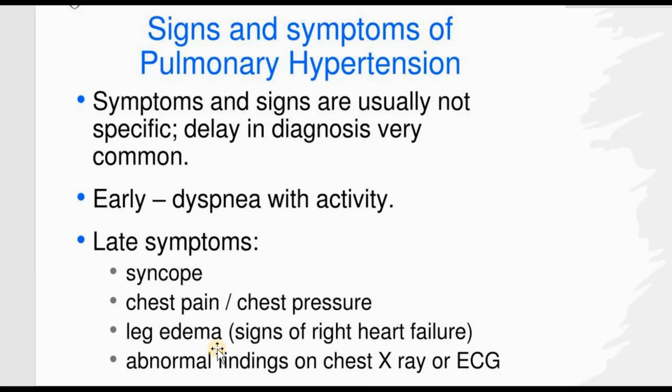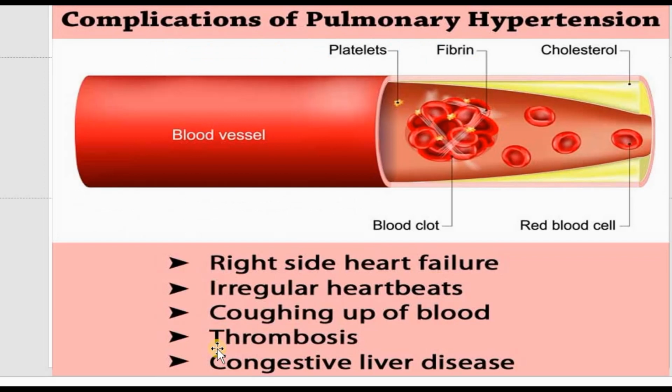Now, what are the complications of pulmonary hypertension? The complications include right-sided heart failure. If the blood pressure in the pulmonary artery goes up, there's a backup pressure to the right side of the heart, leading to right-sided heart failure. As a result, irregular heartbeats.